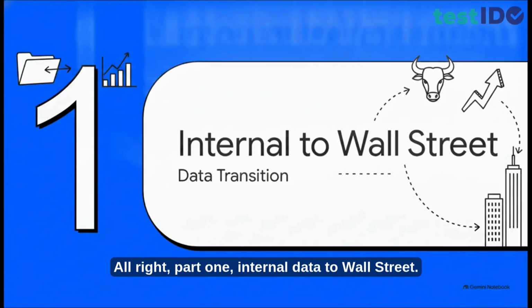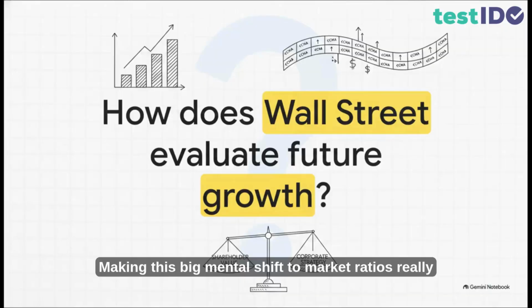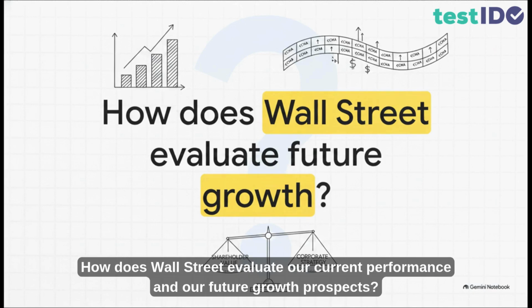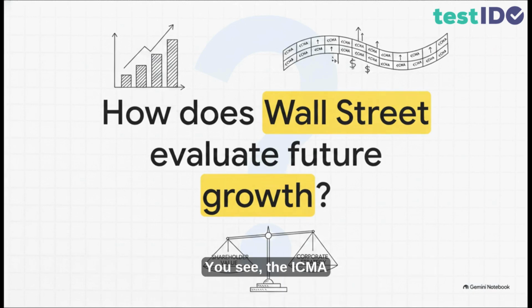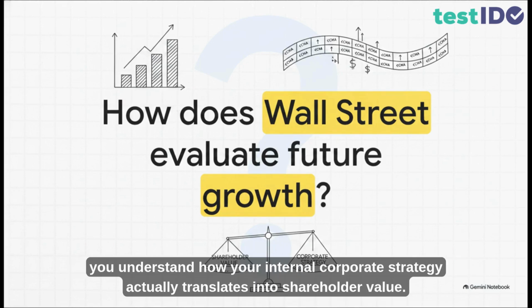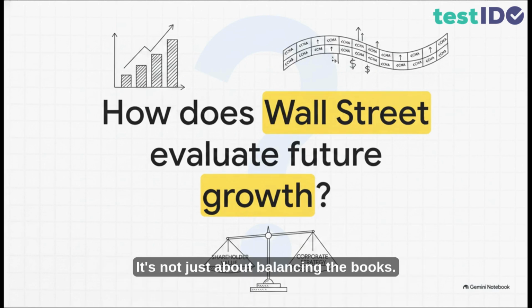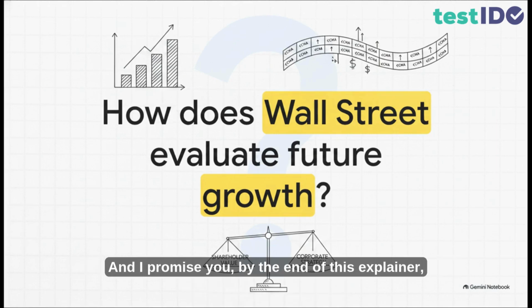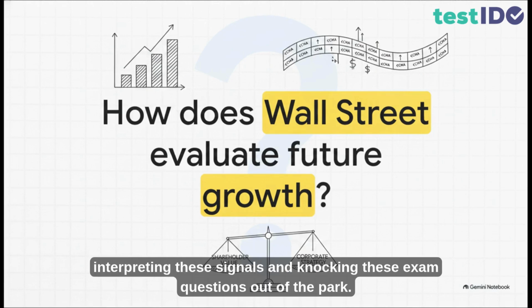All right, part 1. Internal data to Wall Street. Making this big mental shift to market ratios really comes down to answering one fundamental question. How does Wall Street evaluate our current performance and our future growth prospects? You see, the ICMA tests these concepts heavily because they want to know, for sure, that you understand how your internal corporate strategy actually translates into shareholder value. It's not just about balancing the books anymore, right? It's about understanding how the public market perceives the value you're creating. And I promise you, by the end of this explainer, you're going to feel completely confident interpreting these signals and knocking these exam questions out of the park.